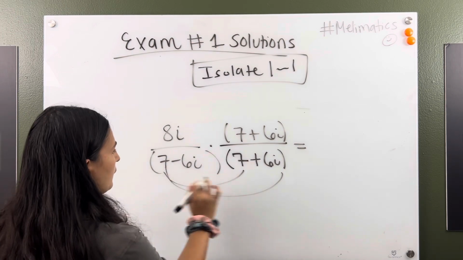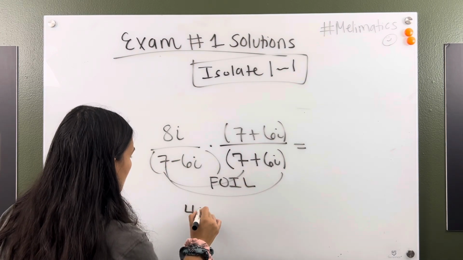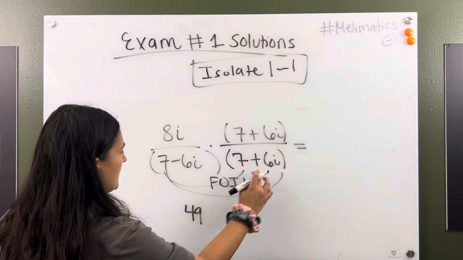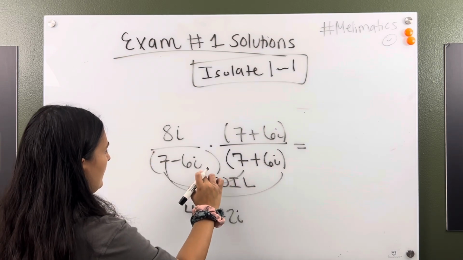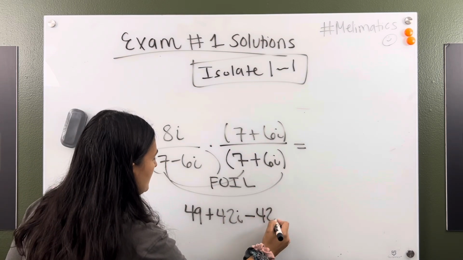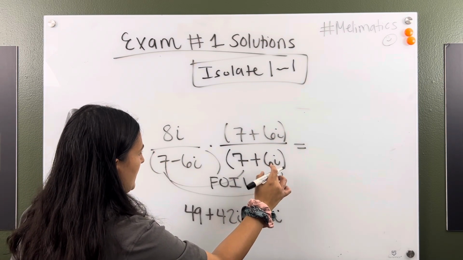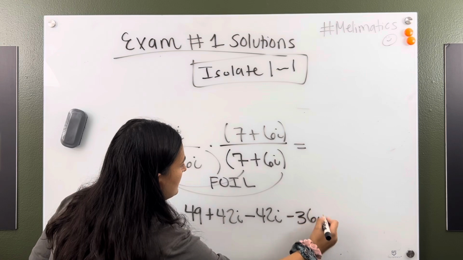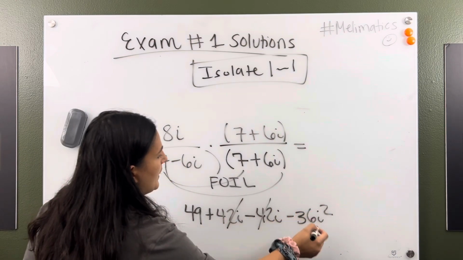Okay, so for FOIL, 7 times 7 is 49. 7 times 6i is positive 42i. That's the outer. And the inner is a negative 42i. And the last would be negative 6i times positive 6i, which is negative 36i squared. Okay, and this is nice because the i's cancel, and like we said, we know what i squared is.